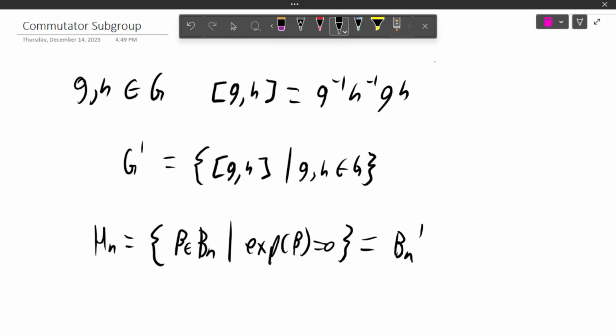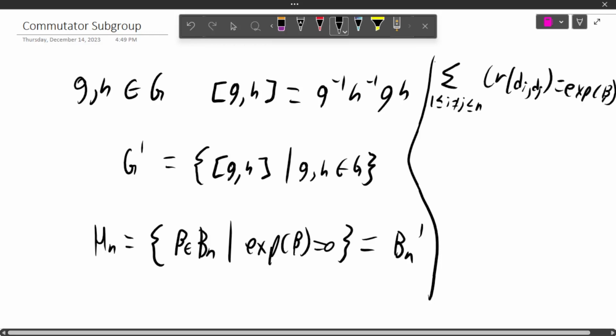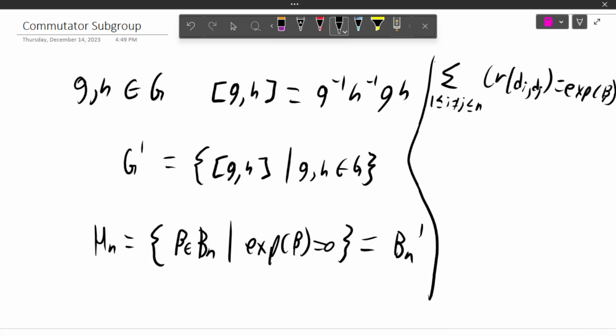And what we also know is that the sum, such that 1 is less than or equal to i, which is not allowed to equal j, which is less than or equal to n, of the crossing numbers CR(i, j), is equal to the exponential sum of a particular braid beta. So for any particular braid, these crossing numbers and the exponential sum are closely related, and if you know your exponential sum is 0, you know that the sum of your crossing numbers is going to be 0, and vice versa.